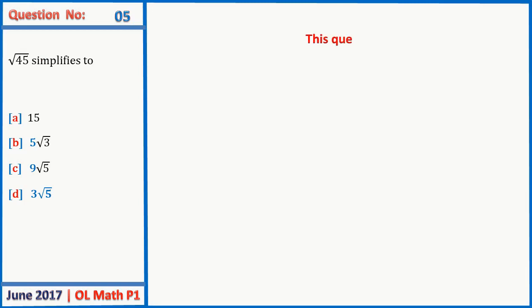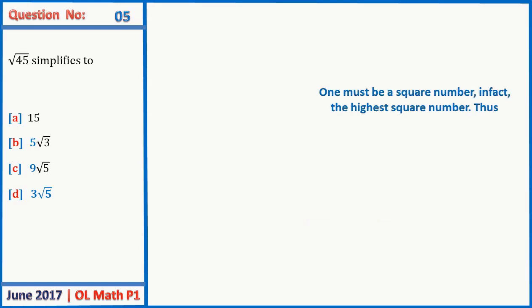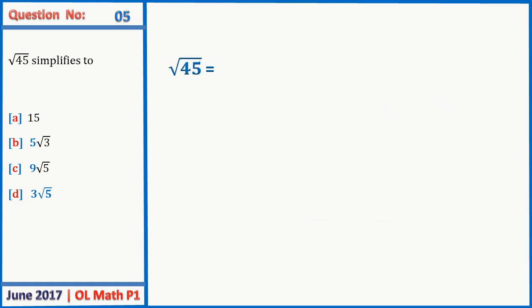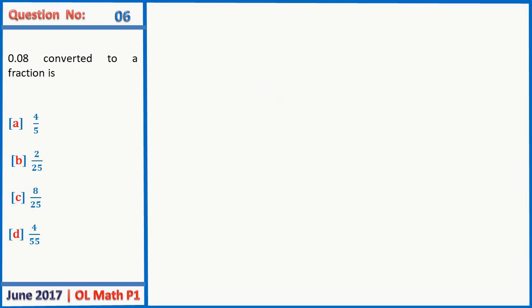Question 5. Simplify root 45. This question involves simplification of roots, and we express 45 as a product of two numbers. One must be a square number, in fact the highest square number, and this gives us root 45 to be root of 9 times 5. That is the root of 9 times the root of 5. But the root of 9 is 3, so that gives us 3 root 5. The key is D.